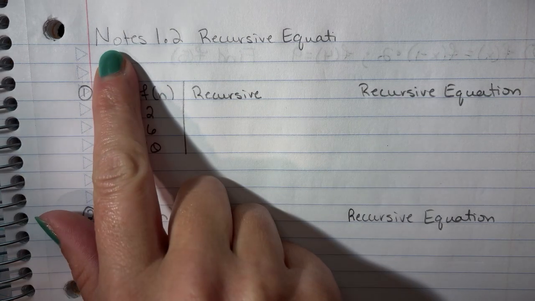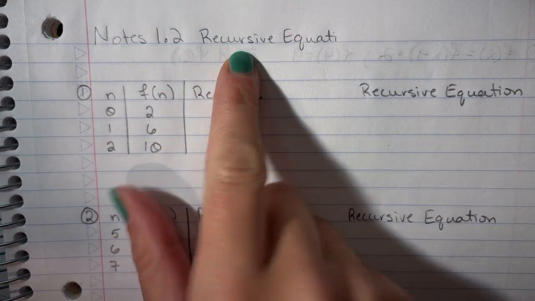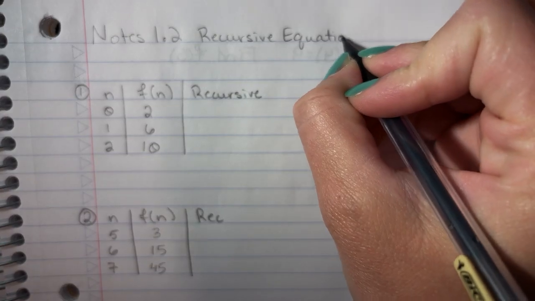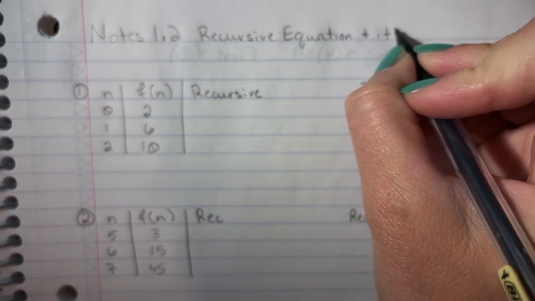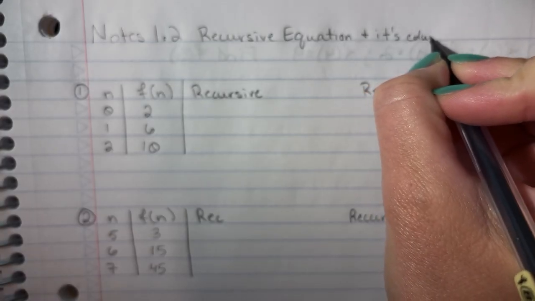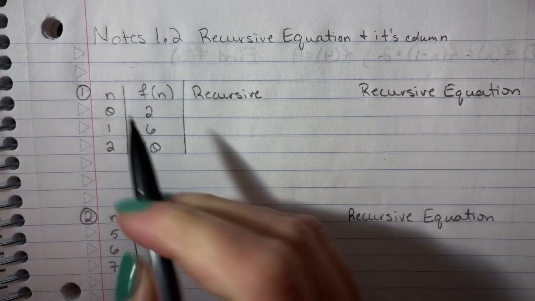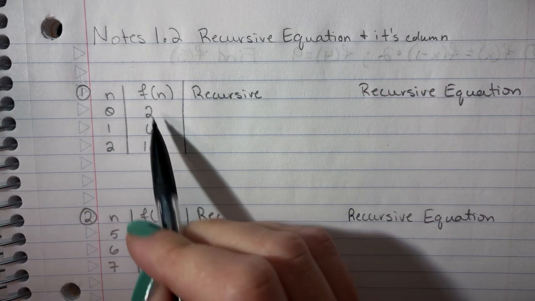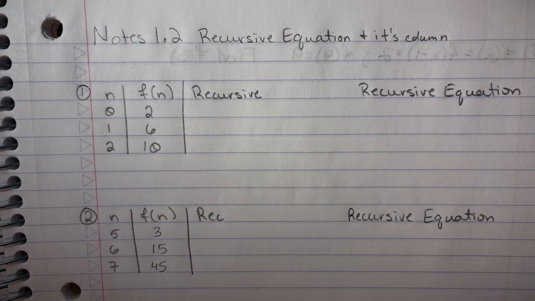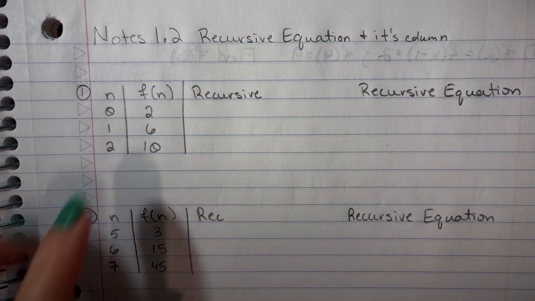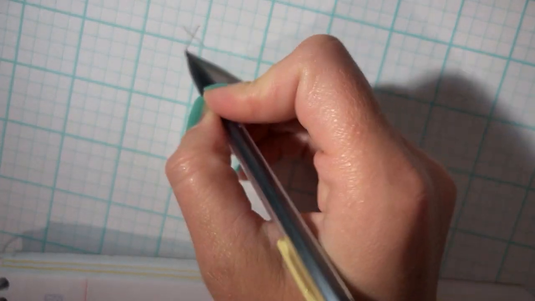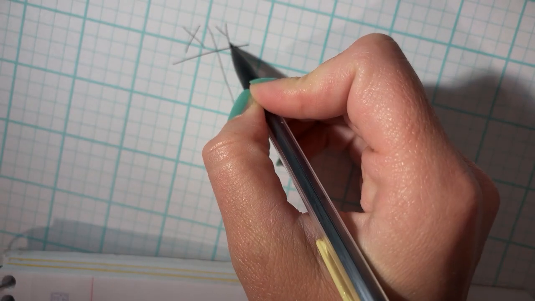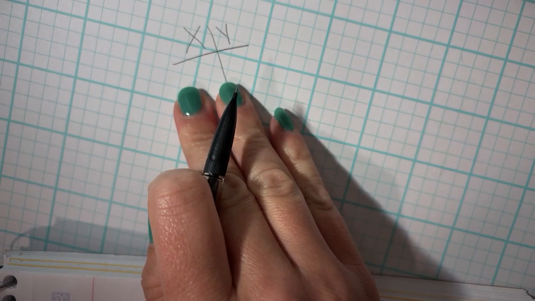Okay, y'all, so we have notes 1.2, the recursive equation, I didn't even finish writing it, and its column. So we have these columns here, n and f of n, and you have probably seen columns like this before, but in a previous life you probably saw it as x and y.